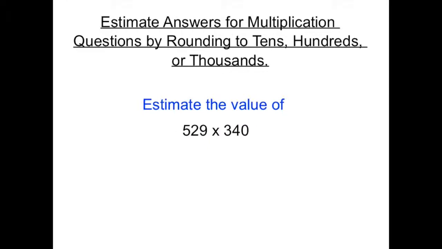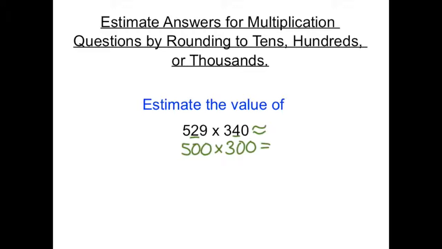Now let's estimate the value of 529 times 340. Once again, I'm going to round both numbers so I can solve them in my head. I'm going to round 529 to 500 because I have a 2 in my tens place, so I don't want to round that up. Remember, I still want the best estimate. For 340, I'm going to round to 300 because I have a 4 in my tens place. So the closest estimate would be 300.